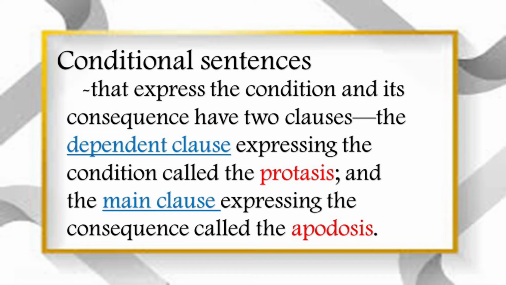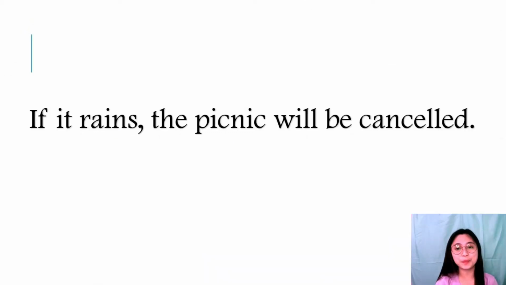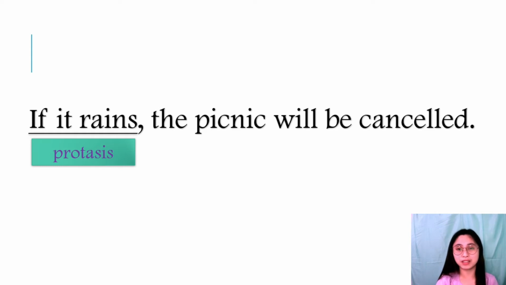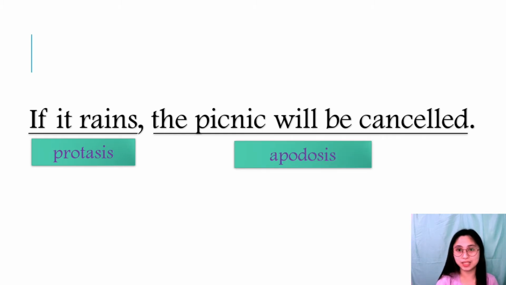An example of this sentence is, if it rains, the picnic will be cancelled. So our dependent clause here, which expresses the condition, if it rains, is called the protasis, and the main clause or the independent clause, which expresses the consequence, the picnic will be cancelled, is called the apodosis.